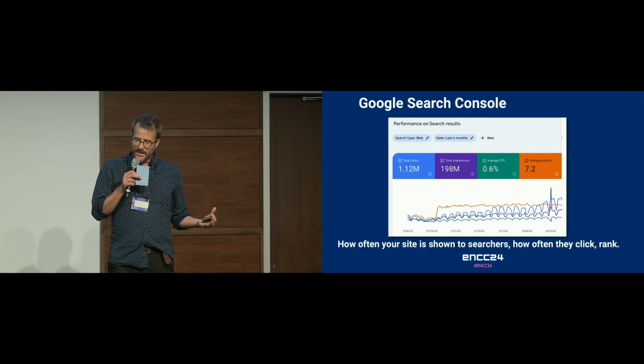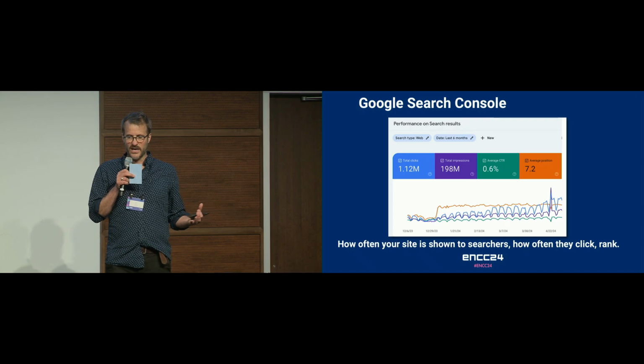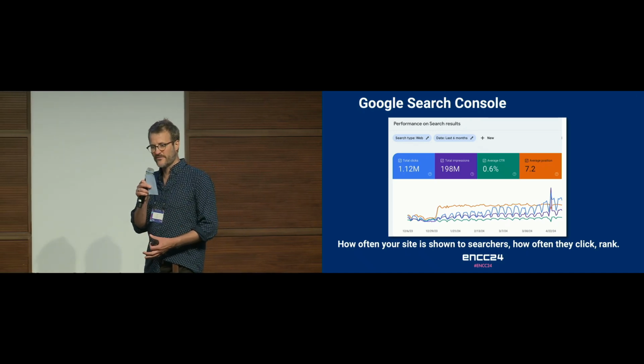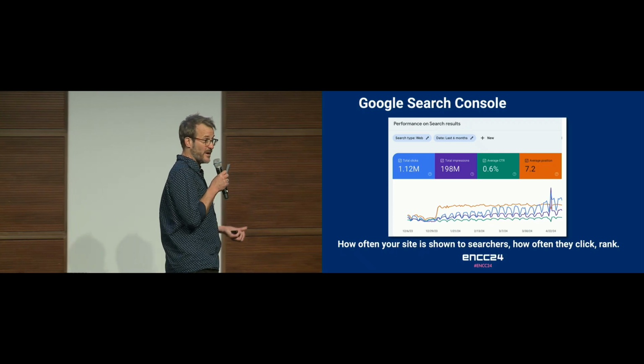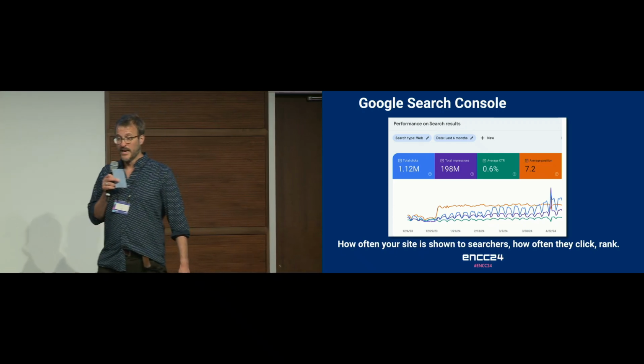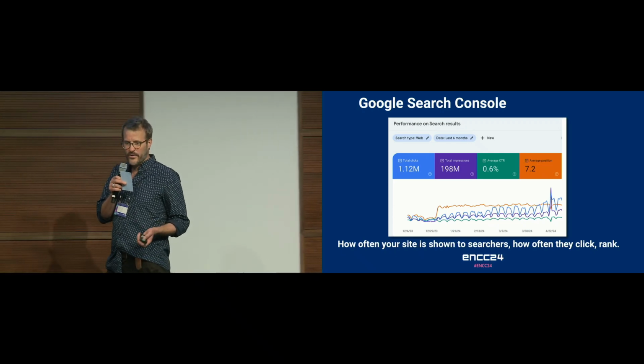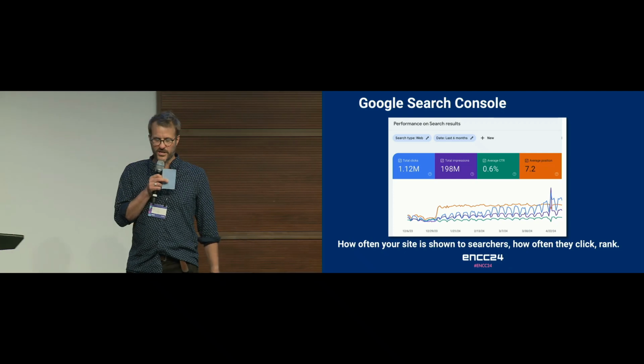So you think about that, 200 million impressions in 6 months. If you move your click-through rate from 0.6 to 1.0, that's a fair amount of traffic. And so that's kind of why we do search engine optimization.